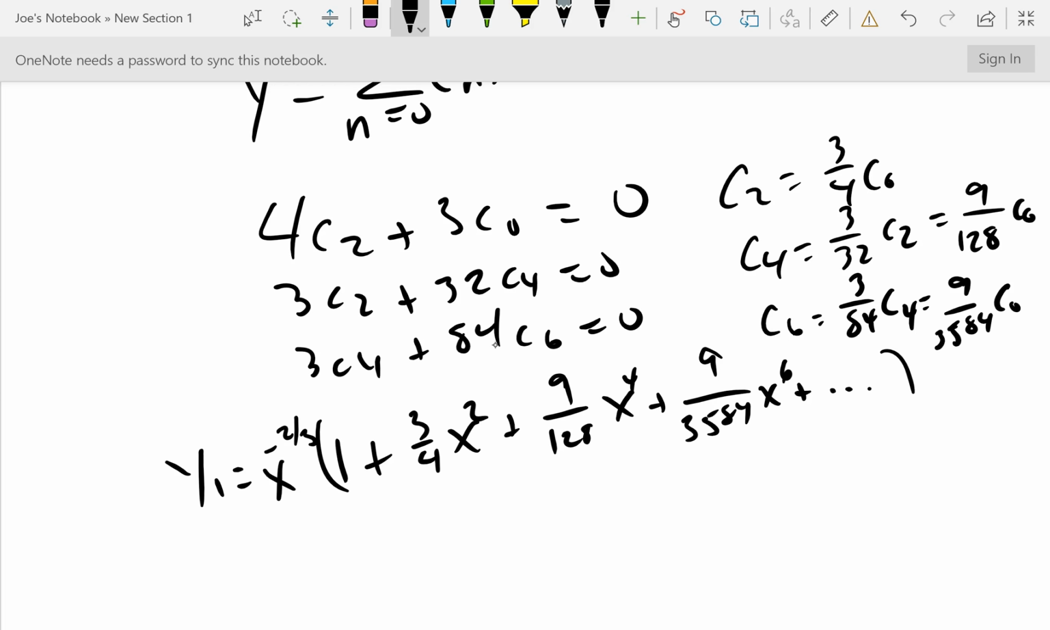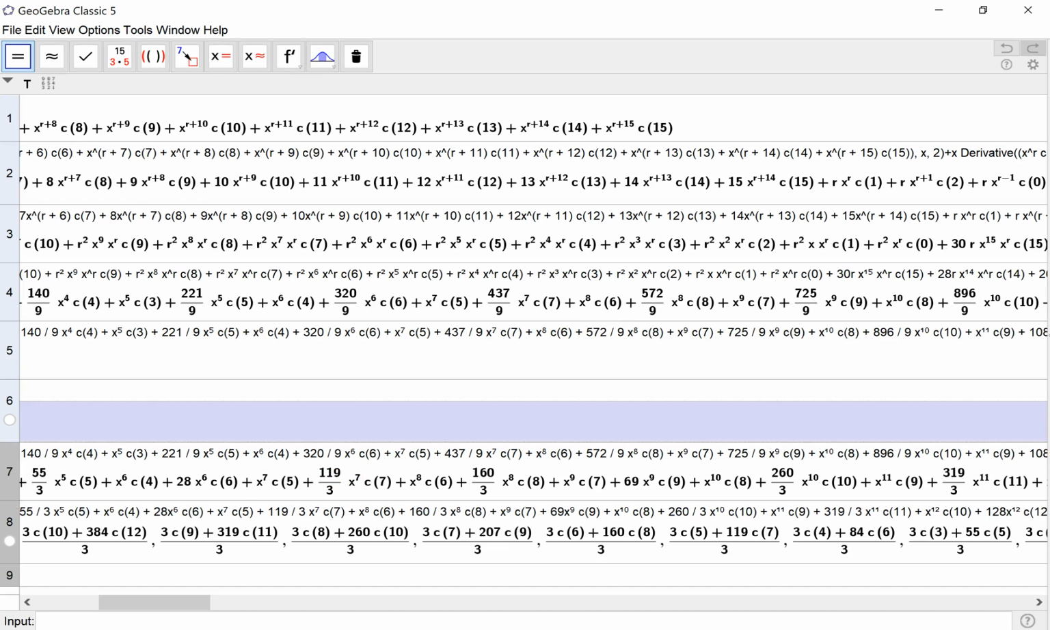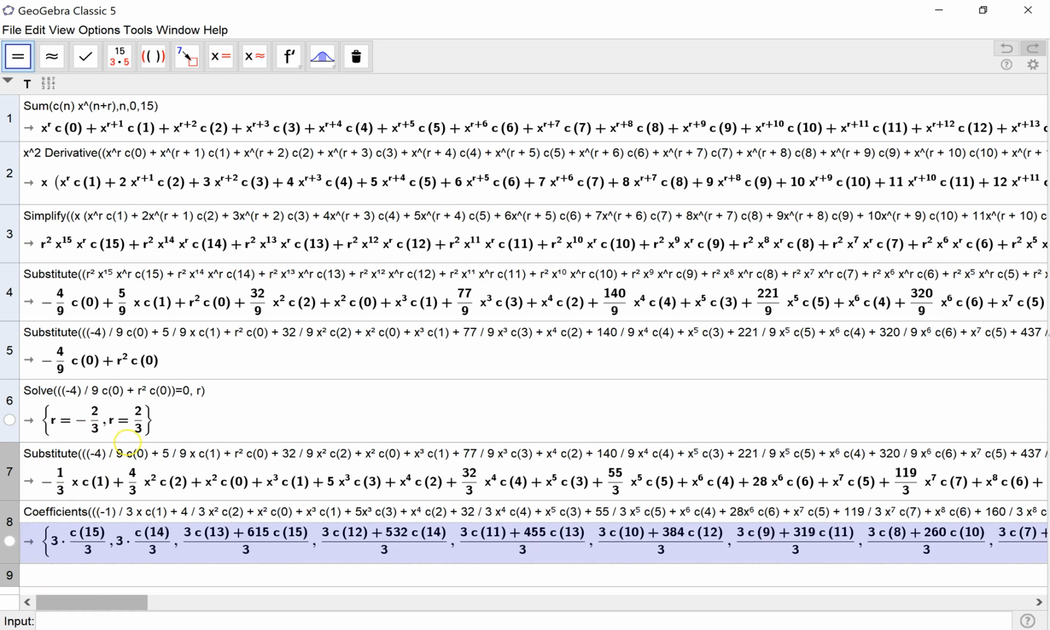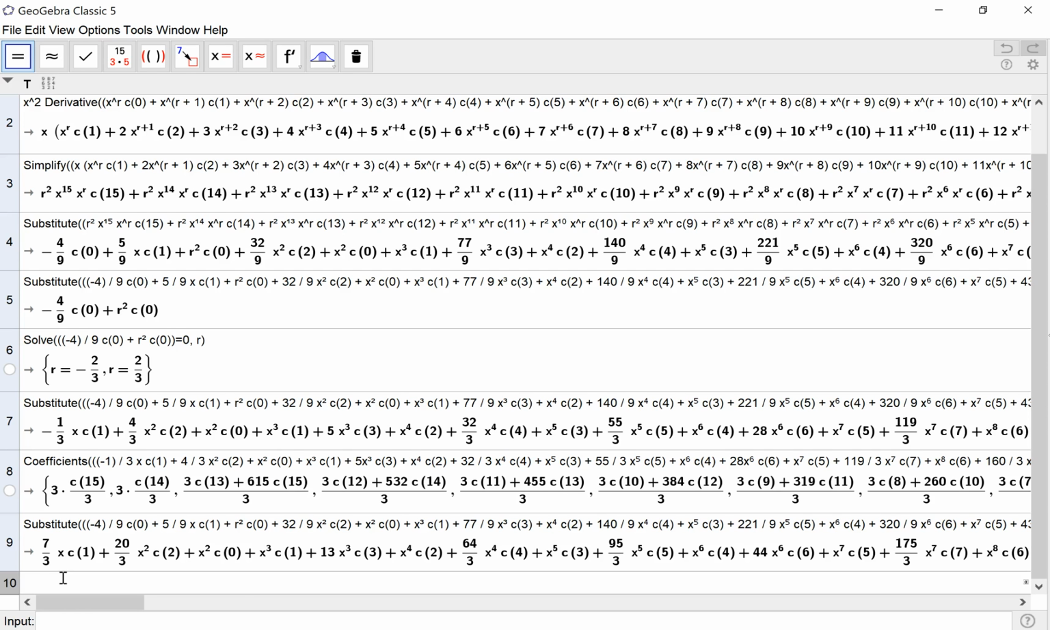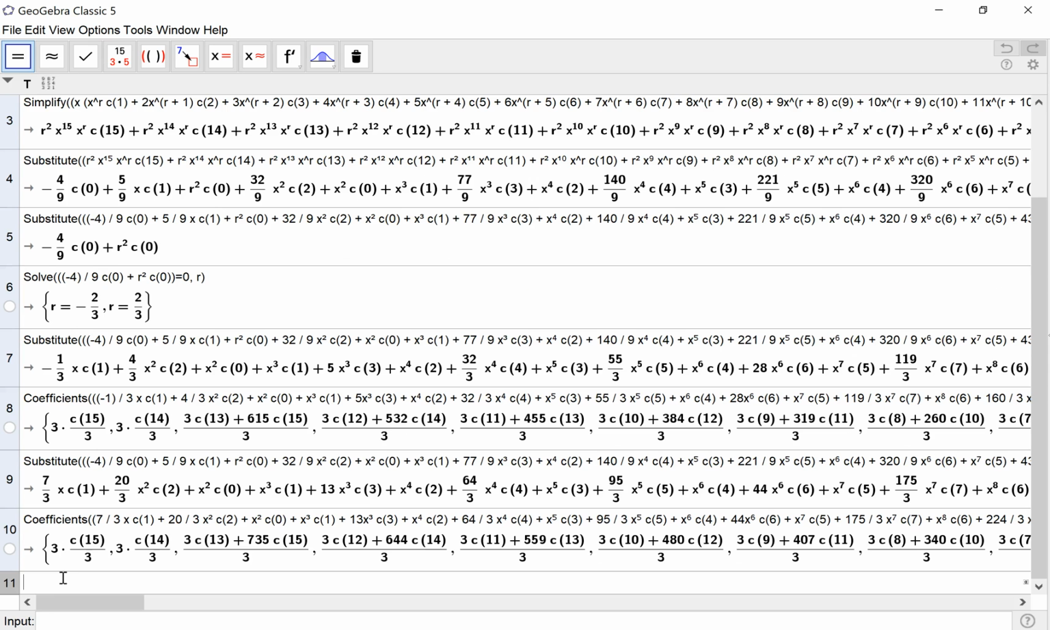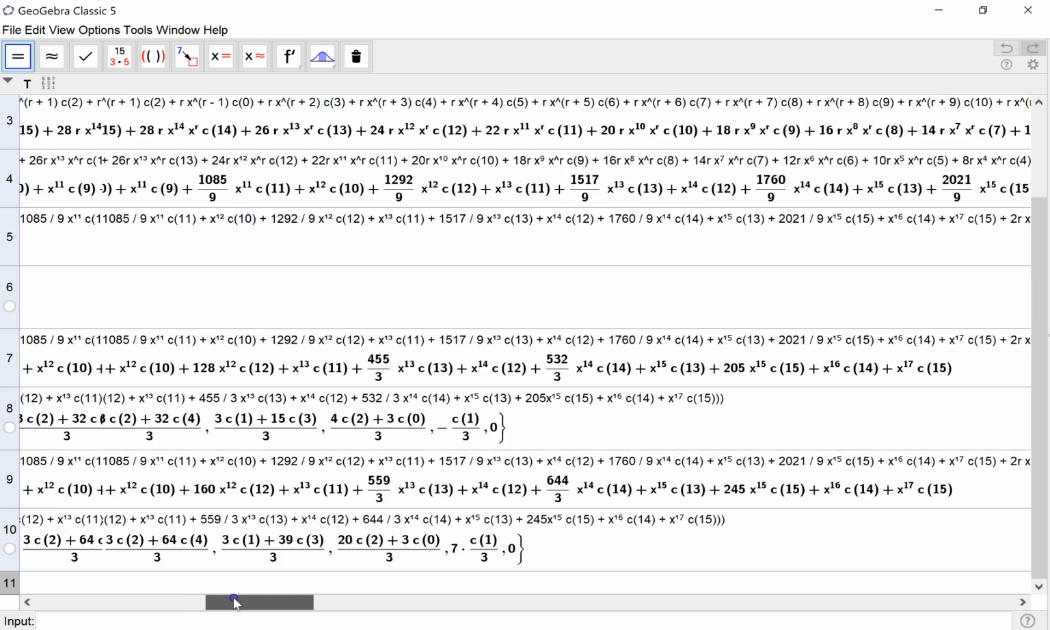To find the other, you do the same process, except that we go back over here, and instead of substituting negative 2/3 into number 4, we're going to put in positive 2/3 into number 4. So we'll substitute into number 4. We want to replace the r with 2/3. Again, we'll probably take a minute. Okay, and then we want the coefficients for this. So coefficients of number 9. There they are.